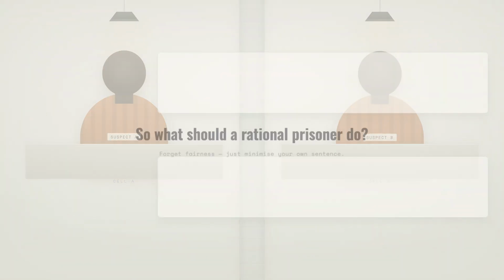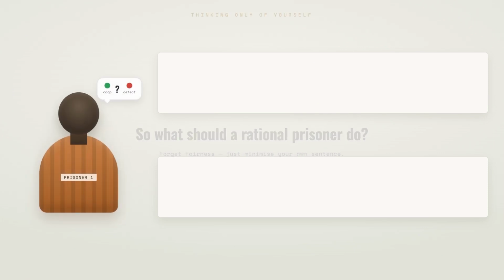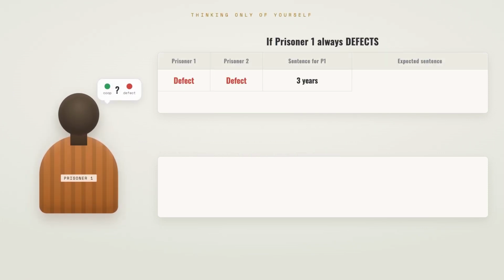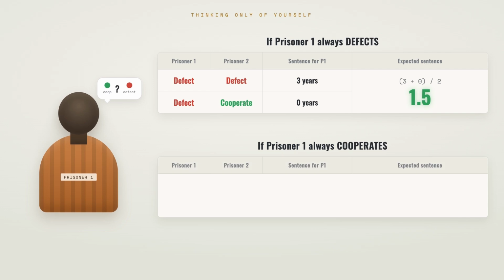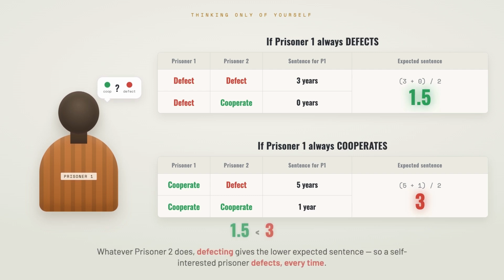From the perspective of a rational prisoner, the logical choice is to always defect. Regardless of what the other prisoner decides, defecting either reduces your sentence or protects you from the worst possible outcome. In fact, if the other prisoner's actions are equally likely, always defecting results in an expected prison sentence of 1.5 years, compared with 3 years if you always cooperate.